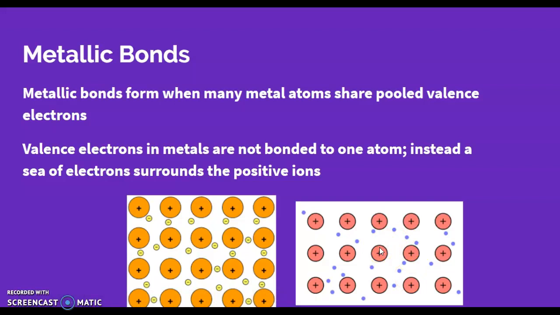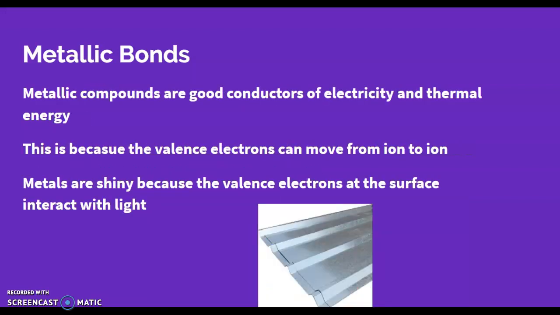So it's a little bit different than the other two. They're all kind of community sharing them. They can flow freely. Because of this, metallic compounds are good conductors of electricity and thermal energy. Again, we've learned these properties about metallic bonds before, but now you're just kind of learning the why behind it. Oh, and oops, I have a little typo there. Sorry, that should say because. The valence electron can move from ion to ion, so they're able to move freely. Metals are often shiny because the valence electrons at the surface interact with light. Fun little fact to leave you with.